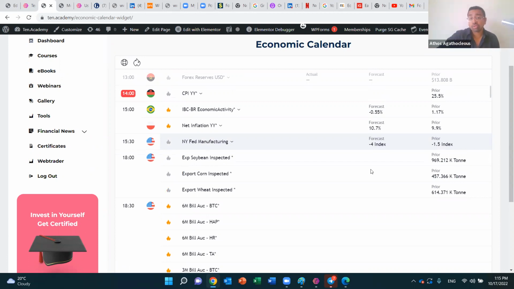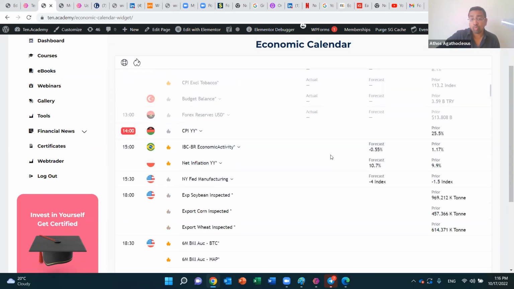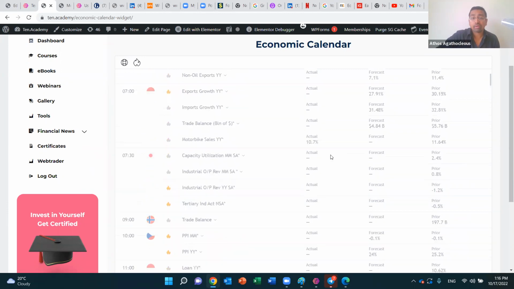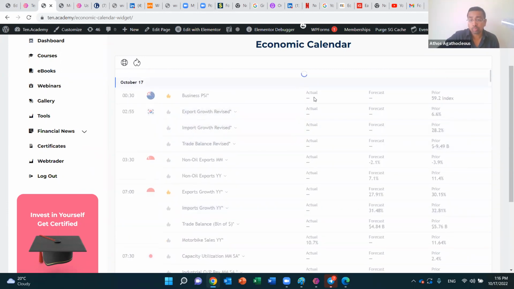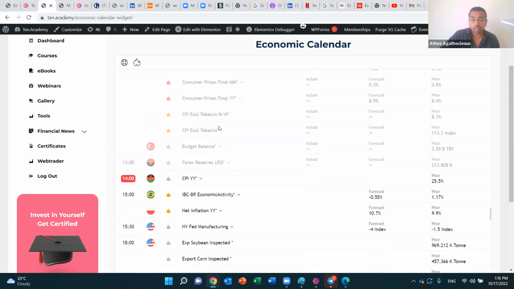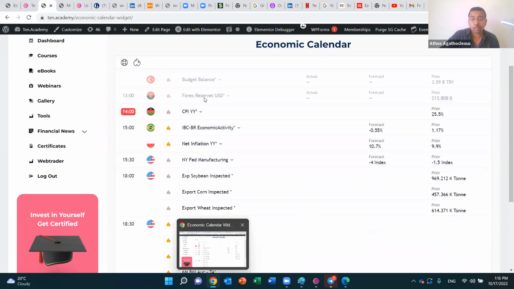Some have already been released, so we've got the results right here. If we look at these three categories, we have the actual, forecast, and prior. The prior is the historical data that has actually been announced, then we have the forecasted one, and if it has already come out for the date, it is filled in under the actual category.